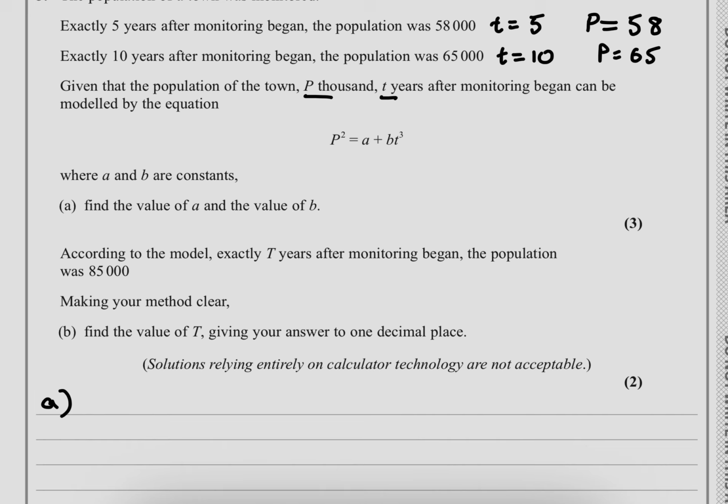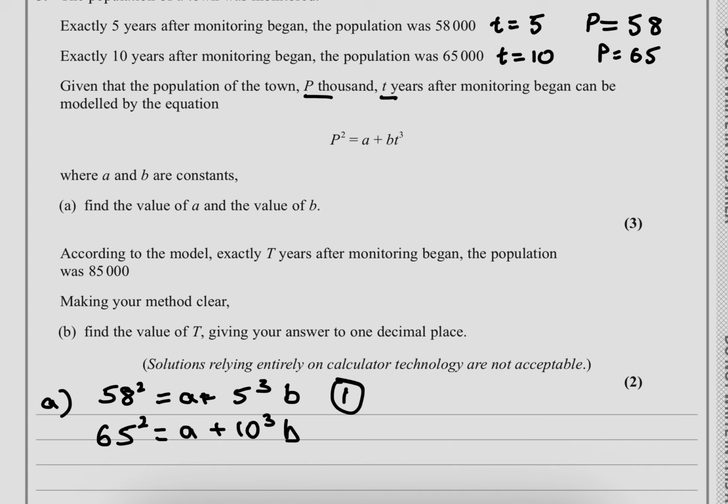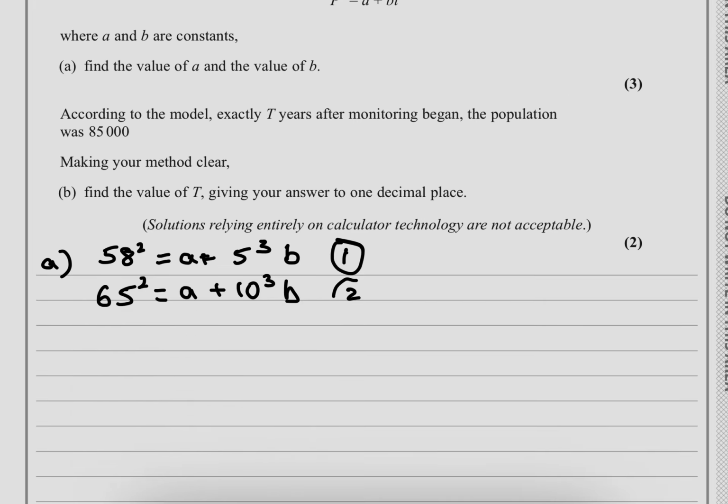Then you rewrite the formula with the data you have been given. So 58 squared is equal to a plus 5 cubed and b. It's easier if you just write what you know first. That's your first equation. Your second equation would be 65 squared is equal to a plus 10 cubed b. That's your second equation. And you should know from your IGCSEs, the linear simultaneous equations are pretty simple to solve.